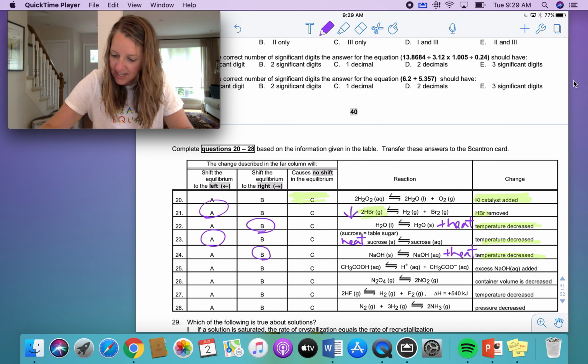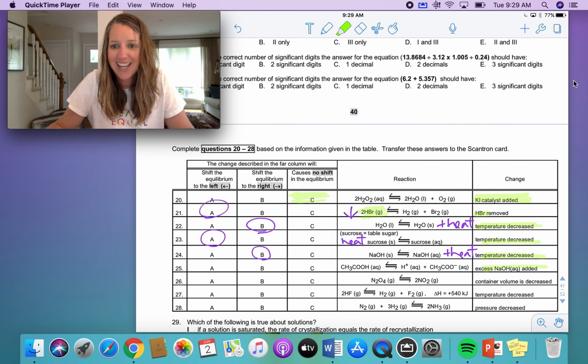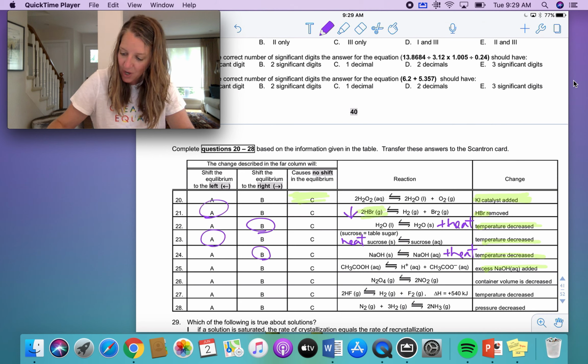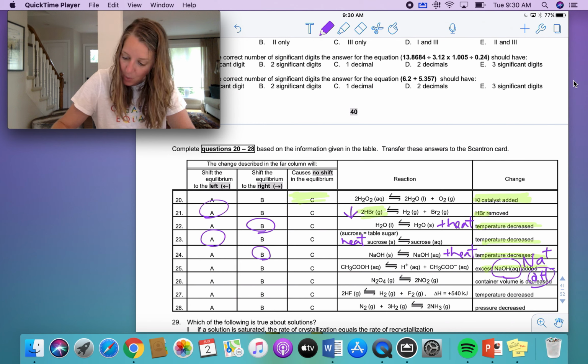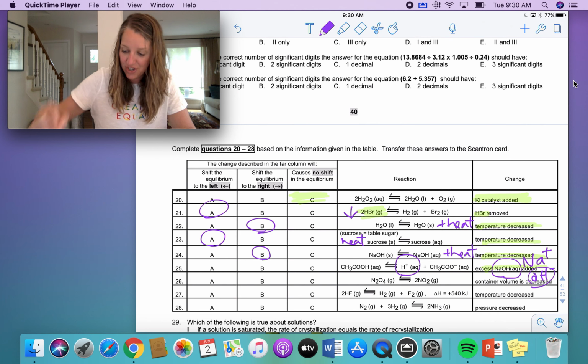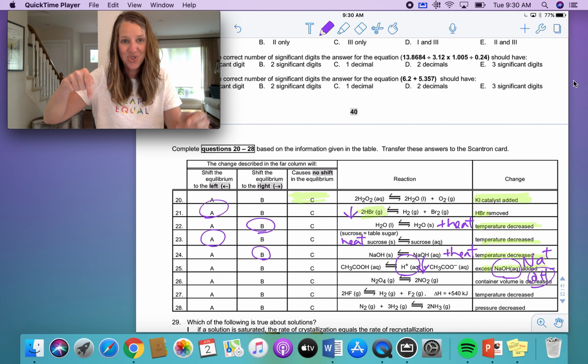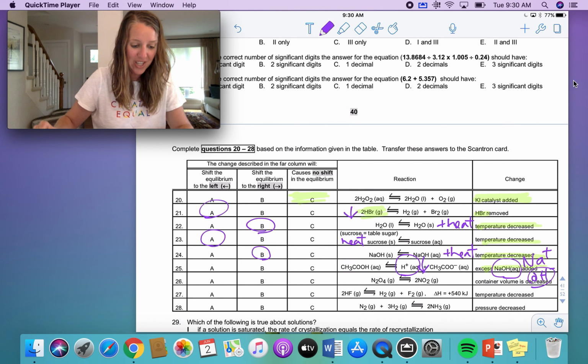Next one, excess sodium hydroxide. Okay, this is a two-part question. You need to recognize that our sodium hydroxide is aqueous. When you think of sodium hydroxide and you see it as aqueous, you remember your net ionic formulas, and so you're thinking there are sodium ions, there are hydroxide ions there. Is that going to bond with any of those ions that are available? Yes, it will. The hydroxide will bond to the hydrogen ion concentration. Therefore, the hydrogen ion concentration is going to decrease. If that concentration decreases, it's going to shift to the right.